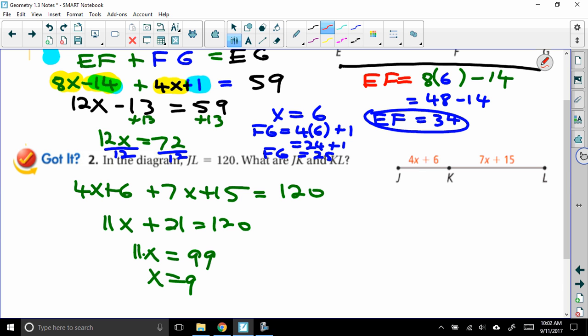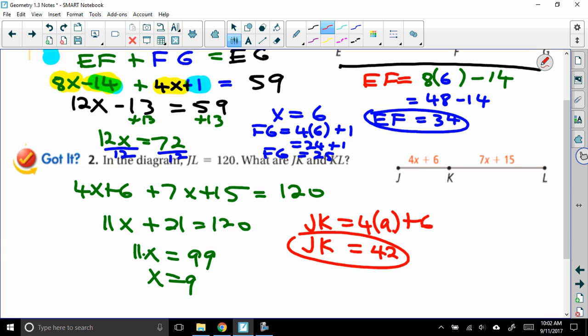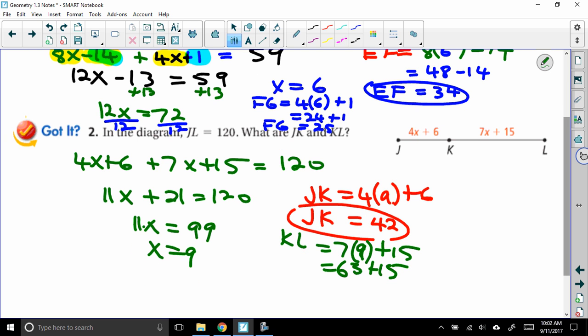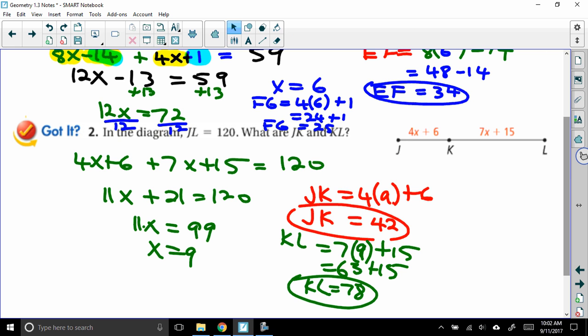So JK is 4 times 9 plus 6. So that's going to be 42. JK would be 42. And KL would be 7 times 9 plus 15. So that's 63 and 15. So that's 78. So KL is 78. 78 plus 42 is 120. We're good. Okay. All right.